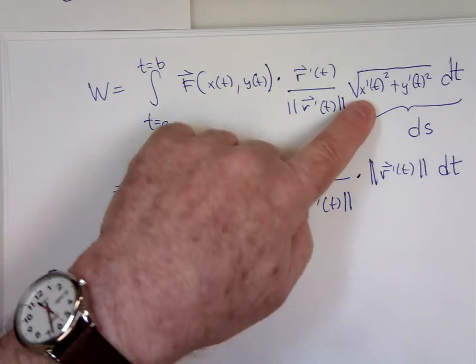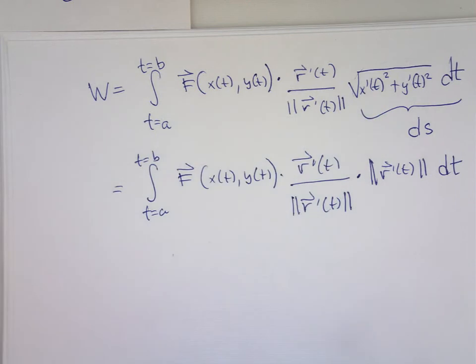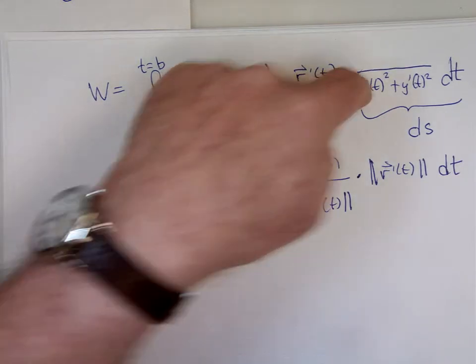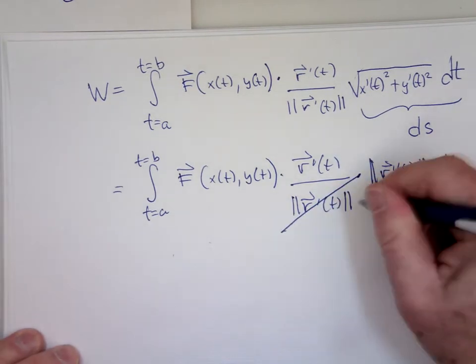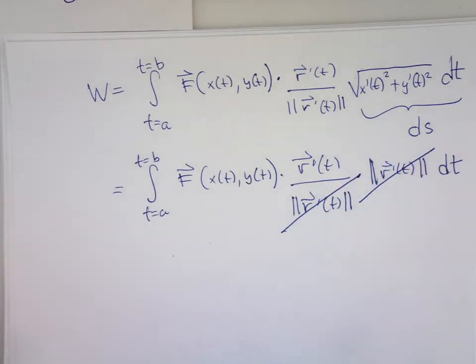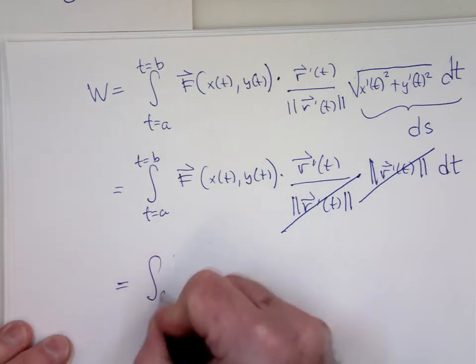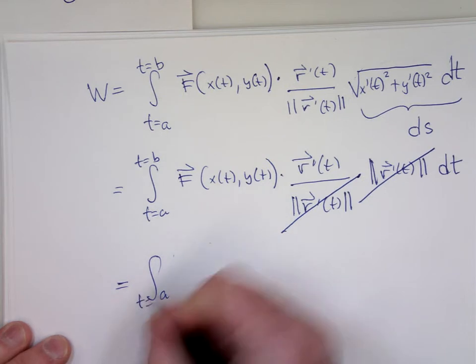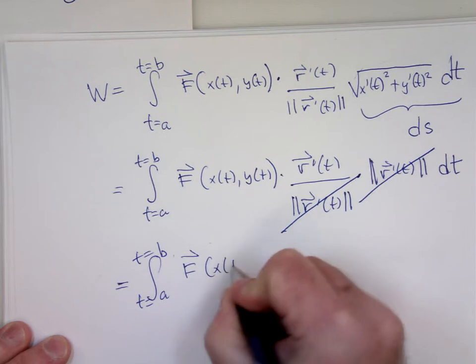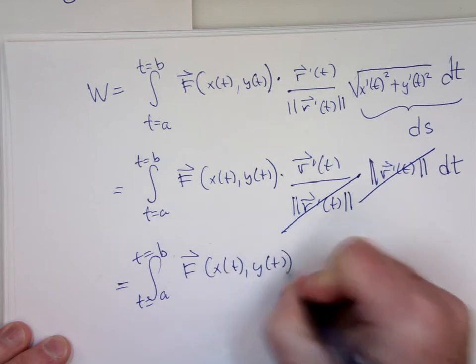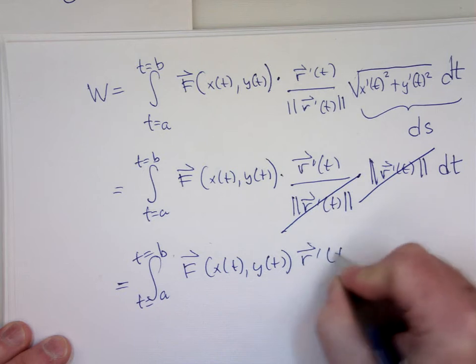Okay. Check it out. R of t is equal to x of t, y of t. R prime is x prime of t, y prime of t. The magnitude of that is the square root of the sum of the squares of the components. That's exactly what this is. These guys will cancel. We are left with this: the integral from a to b. Now, I don't have to write t anymore. Everything's in terms of t, but I am. X of t, y of t, r prime of t, dt.